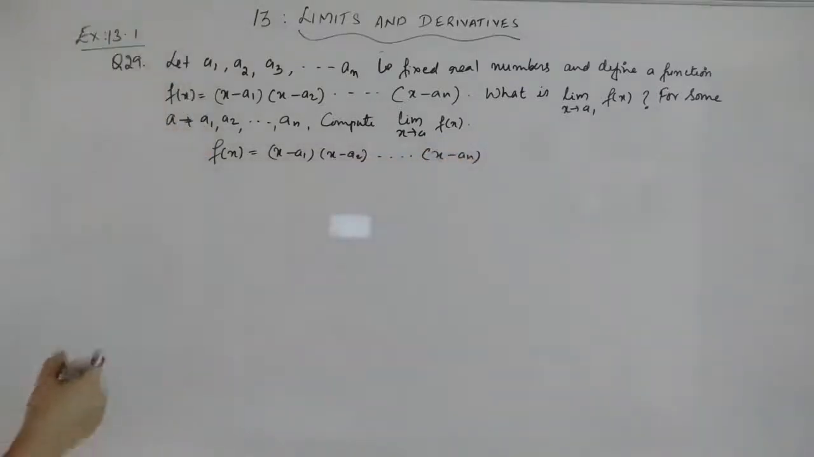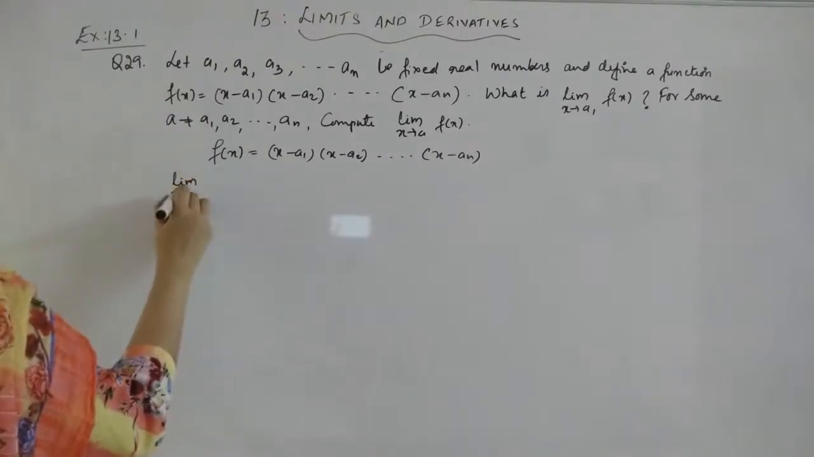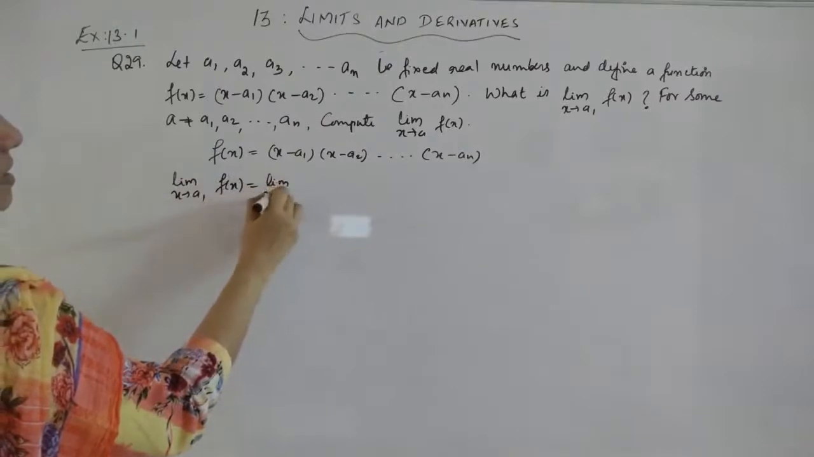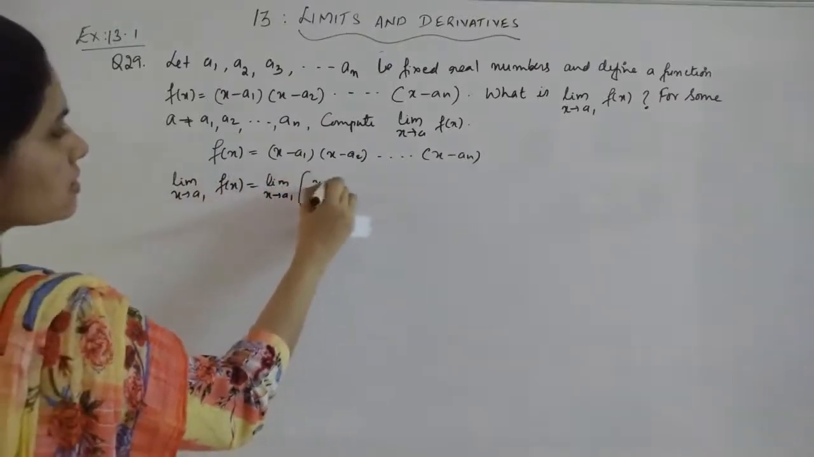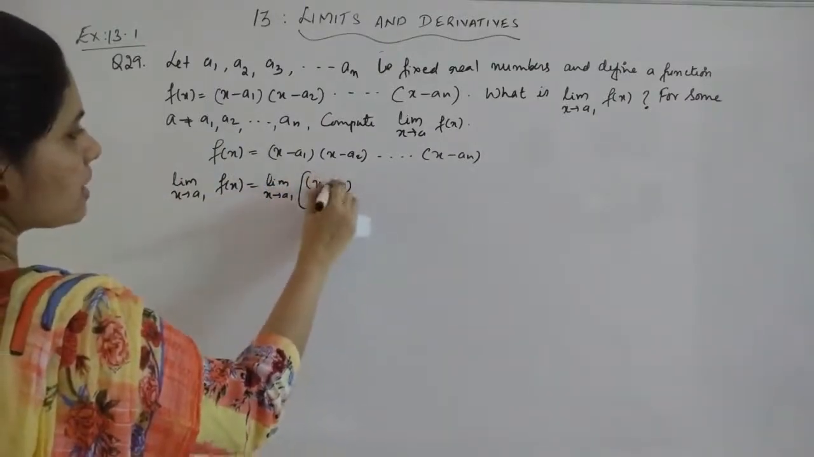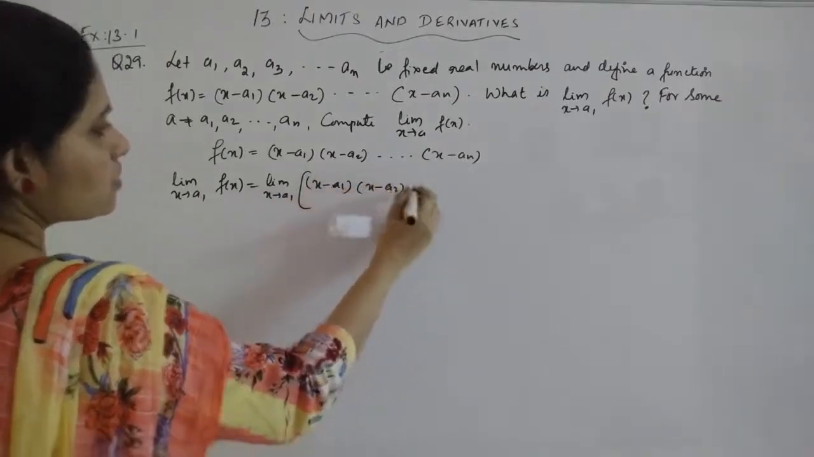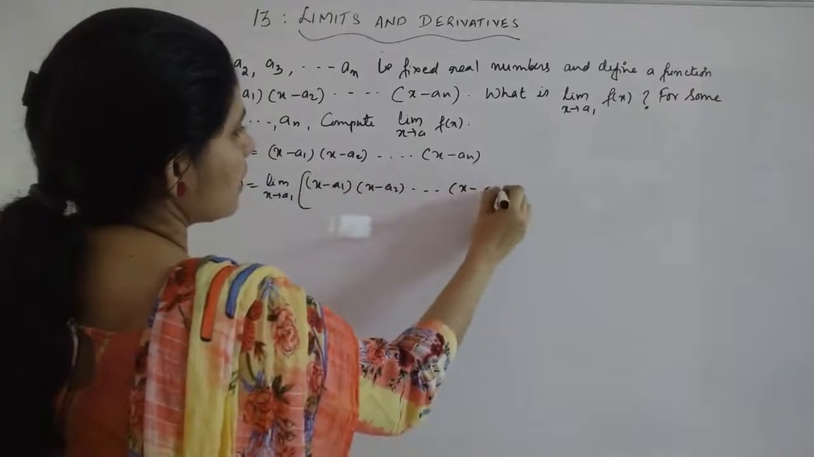Now in order to find out limit, we are just taking limit on both sides. Limit x tends to a1 f of x will be same as limit x tends to a1 of this product x minus a1 into x minus a2 into etc. x minus an.